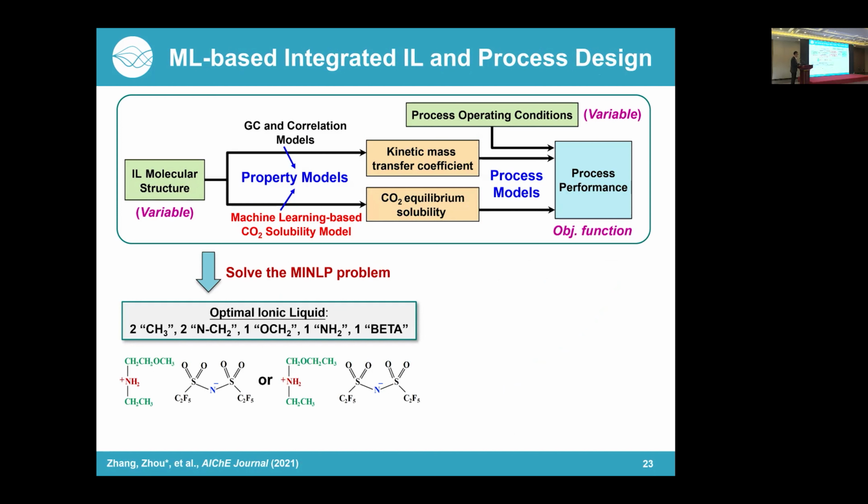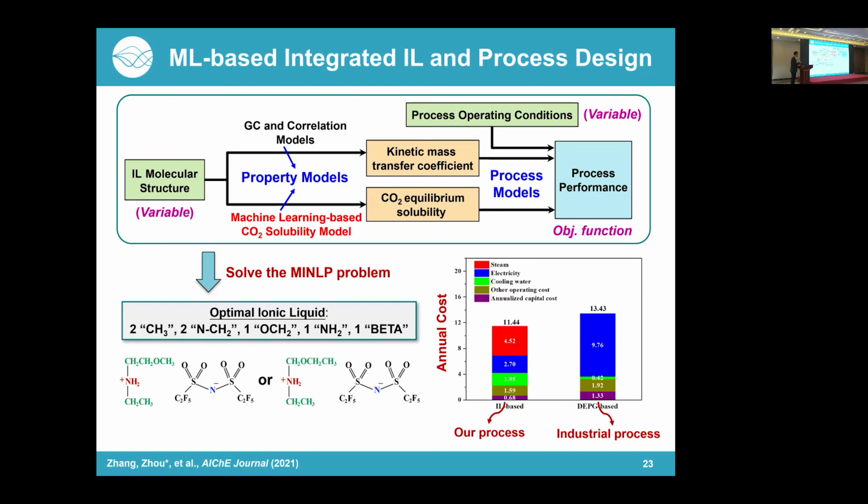and you can find we have 2 isomers. Because we use group contribution method, we cannot distinguish between isomers. This you have no choice because you use the GC method. Then you have to do post design. But fortunately, our process models tell us our annual cost is more than 10%, let's say, less than the existing industry process for power plant CO2 capture. So this one is the first example.